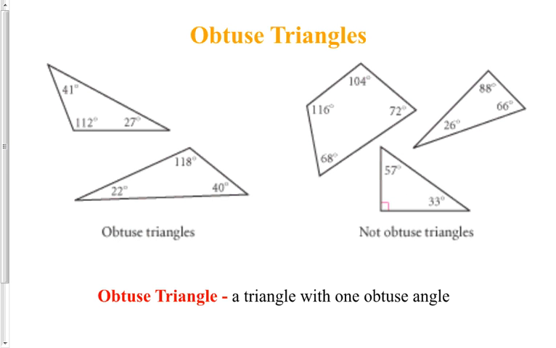Obtuse triangles. On the left, we have two examples of obtuse triangles. You can see that in each example, there is exactly one obtuse angle. And on the right, we have examples of triangles that are not obtuse. Perhaps not a triangle at all, or an acute triangle, and in this case, a right triangle. So the definition of obtuse triangle is a triangle with one obtuse angle.